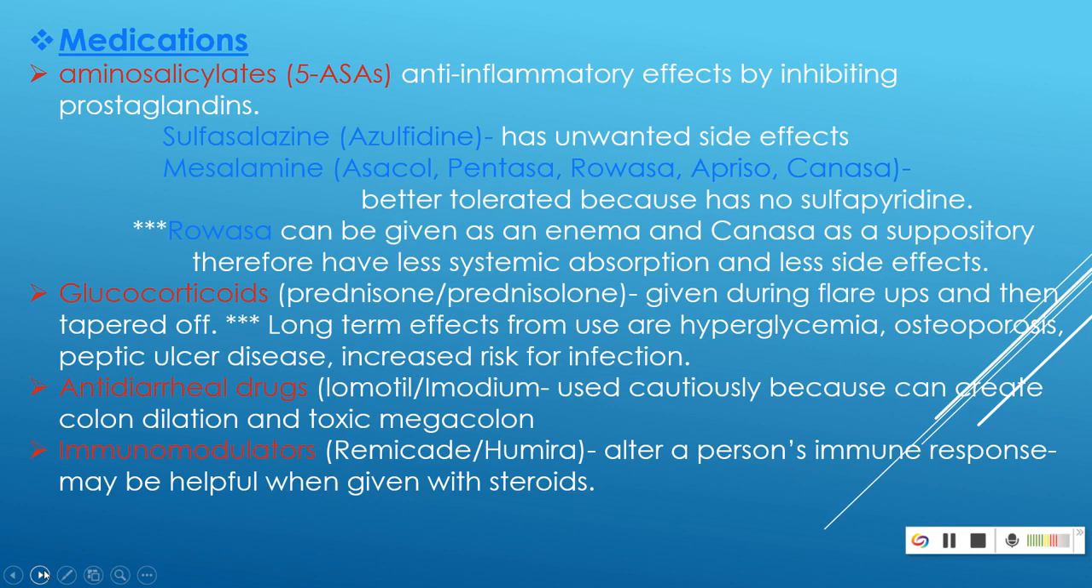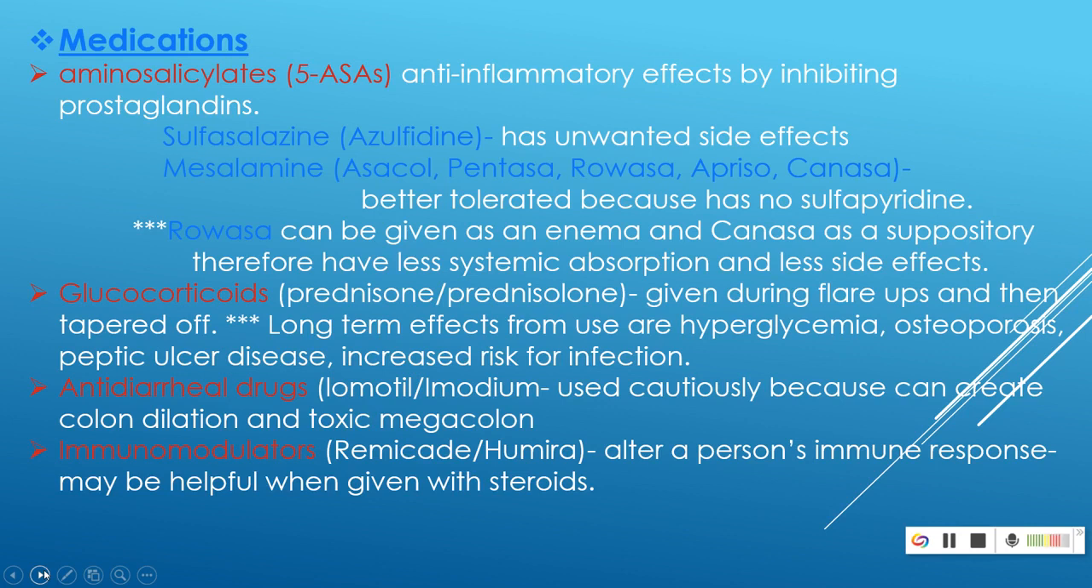Rowasa is a form of mesalamine that can be given as an enema, and Canasa, which is also a mesalamine, as a suppository. Therefore, they have less systemic absorption and fewer side effects. If I give you an enema or suppository, the medication is going straight to the colon and being absorbed through the colon, so it doesn't have to get into my systemic blood system and go through my kidneys and my liver. That's why you have fewer of the side effects.